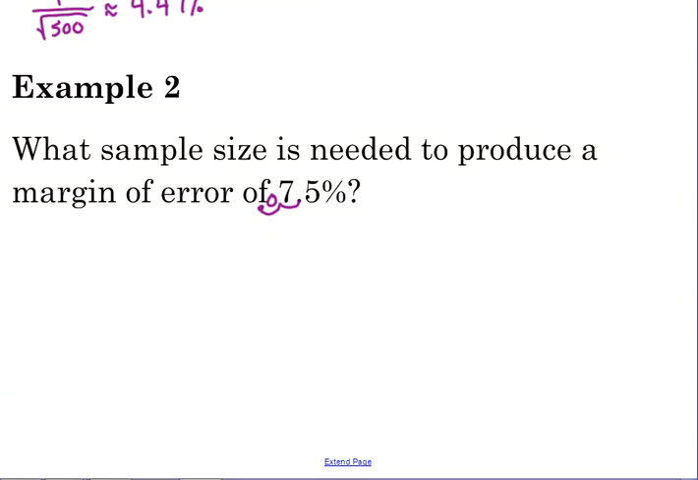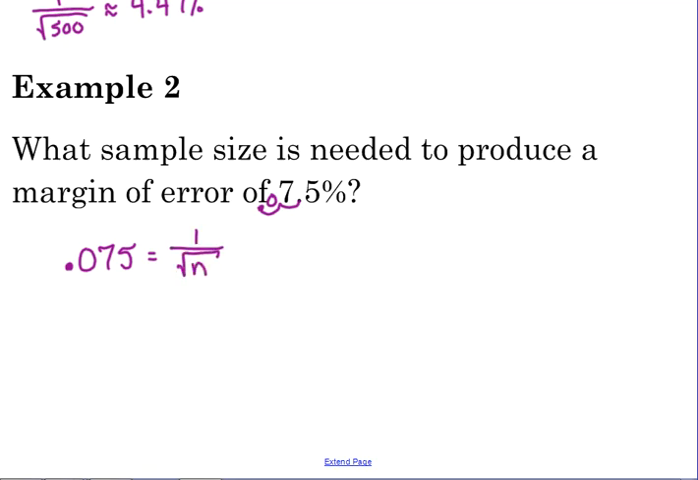Okay, so we're trying to figure out the sample size to get a particular margin of error. So we're going to use our margin of error formula, but we know what it's equal to. So we were talking just a minute ago, we need to change that percent to a decimal. So we move the decimal place 2 places. So we've got 0.075 is equal to 1 over the square root of n.